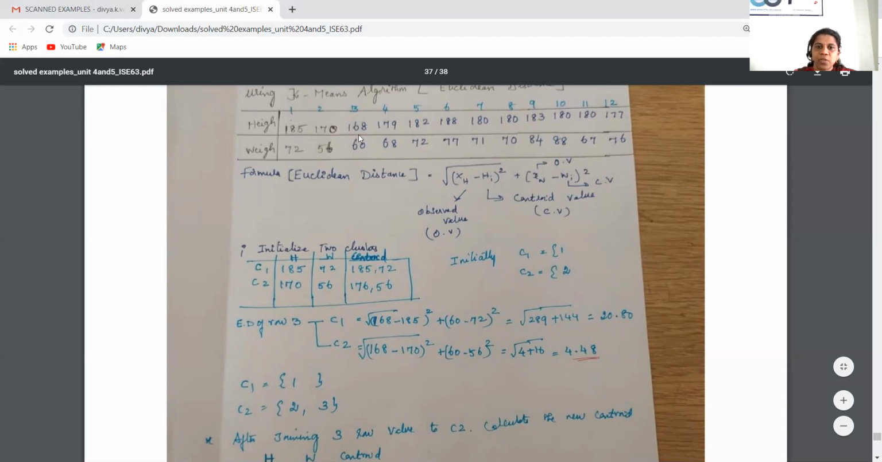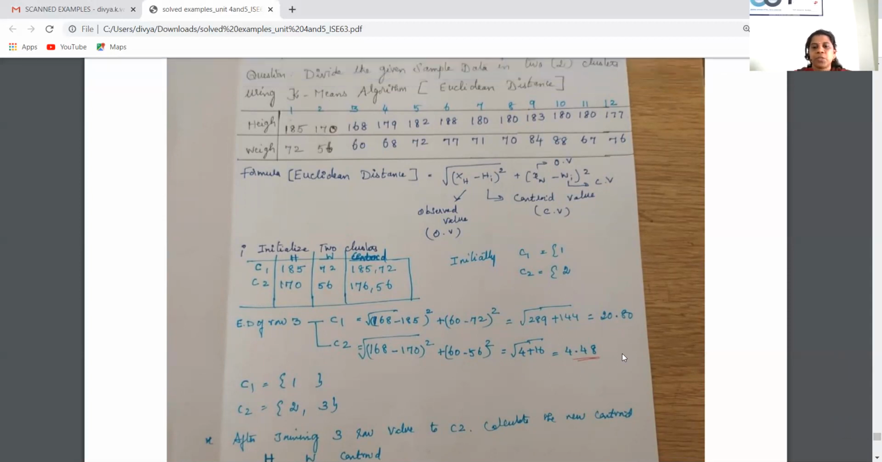So for that we calculated the distance between the third point and the first cluster representative, and the third point and the second cluster representative. So we got that it is 4.48, right? So which is not this 20.80 and 4.48. 4.48 is small, which indicates that it is belonging in cluster 2, right?